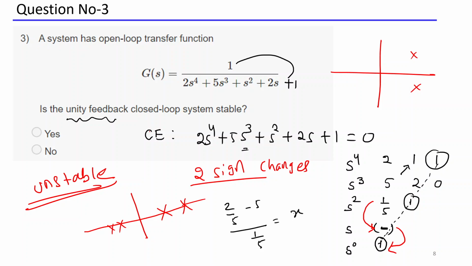Does the question give some idea, or do you have a doubt? Then ask me. No doubt, sir. Okay, let me go to another type of question. This is another type. What is another type?